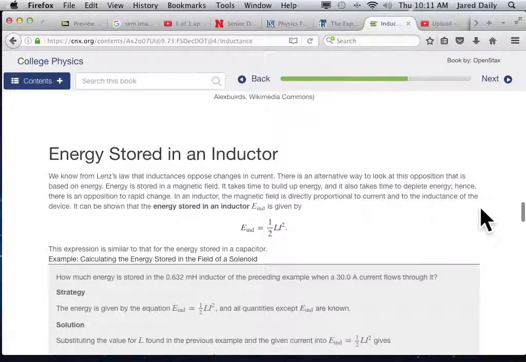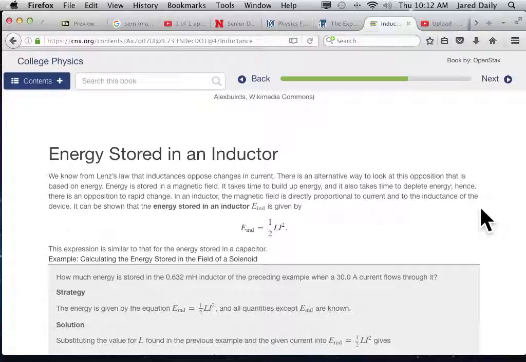Energy stored in an inductor. Where is the energy stored in an inductor? Now, an inductor is essentially just a solenoid. It's just a coil of wire that you put into a circuit. And sometimes you put a piece of iron in the middle of the coil to make it a stronger inductor, so it will build a stronger magnetic field. Where is the energy stored when you have an inductor in a circuit?